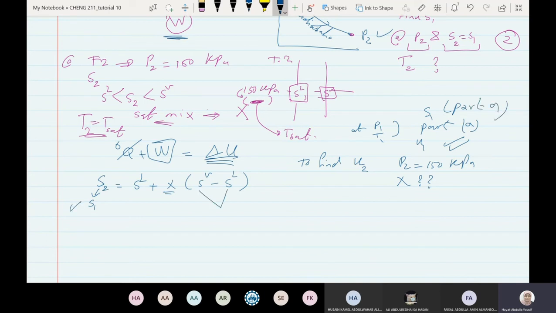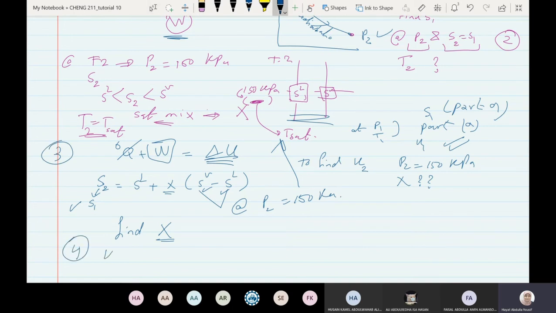S liquid and S vapor, you will get them at pressure 2 equal to 150 kilopascal, as I mentioned here, in that sketch, the purple sketch. In this case, you have S liquid, you have S vapor, then find the quality, X. That I would call step number 3. Step number 4, I found the quality, then it is easy to find U2.